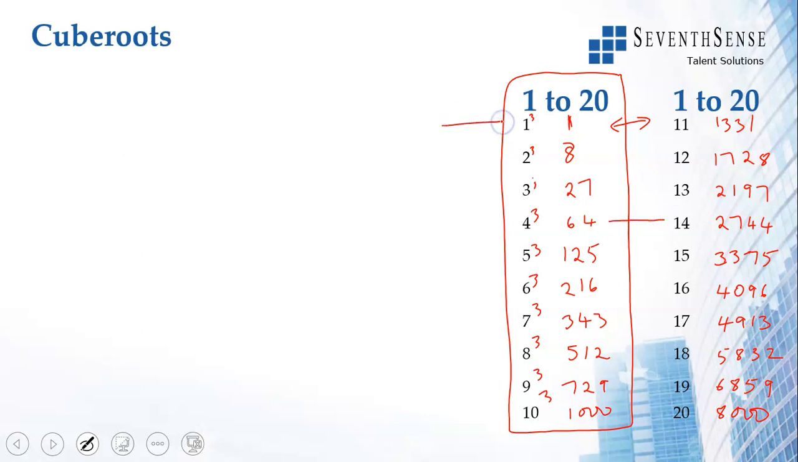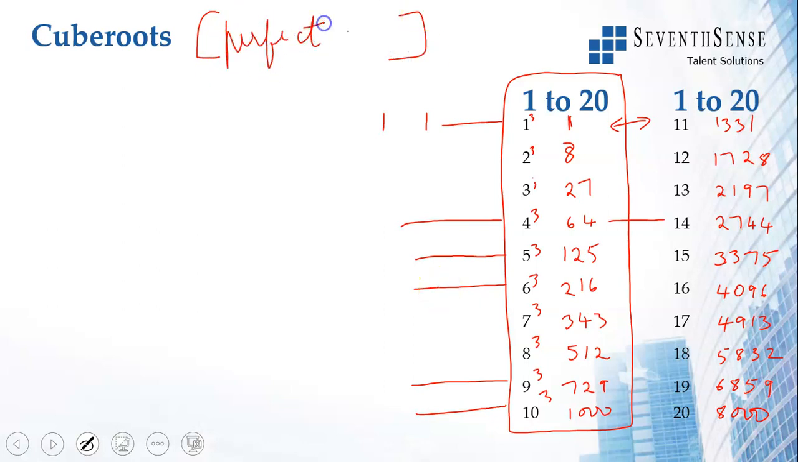So 1 ends in 1. The 4 ends in 4. If you see 5 cube, 125, 3375, 5 ends in 5, 6 ends in 6, 9 ends in 9, and 0 ends in 0. So for these numbers, if the last digit of a number is 1, 4, 5, 6, 9 or 0, the cube root of that number will also end in the same digit. And in this video, the cube roots that we are looking at are for perfect cubes. We'll find the cube roots of perfect cubes.